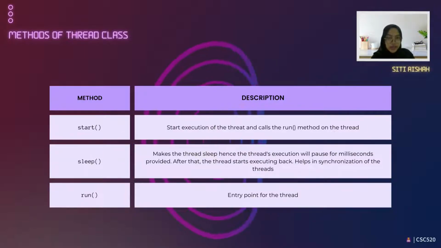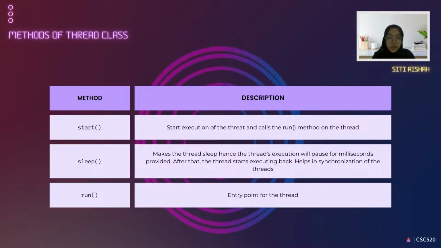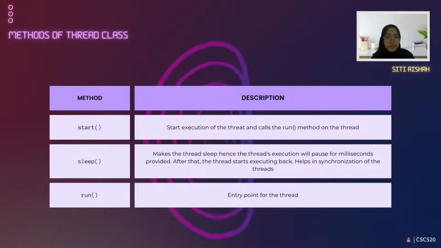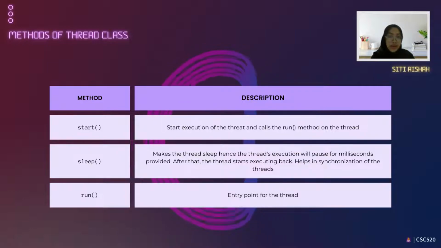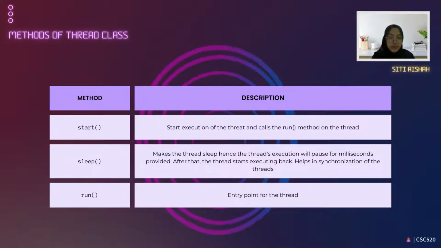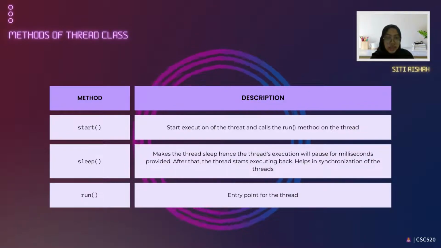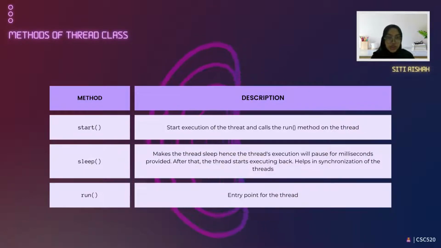The next method is the sleep method. This will make the thread sleep, which means the thread execution will pause for the milliseconds provided. For example, if I put sleep 100, that means it will make the thread execution pause for 100 milliseconds, and then after that, the thread will start executing again. So this method will help in synchronization of the threads.